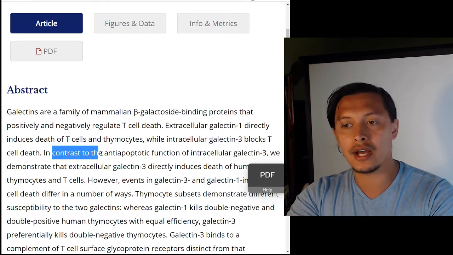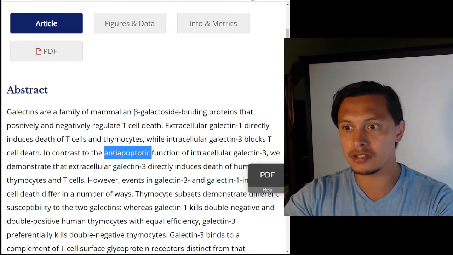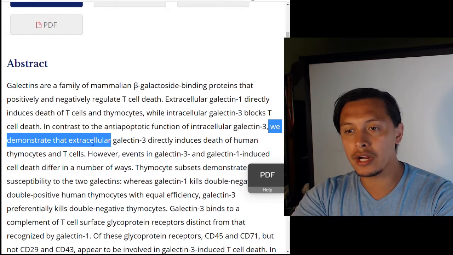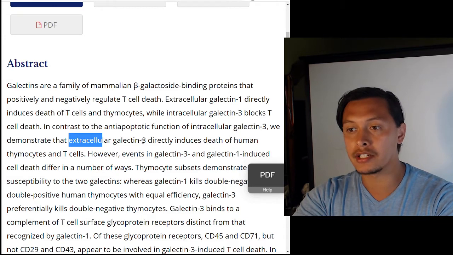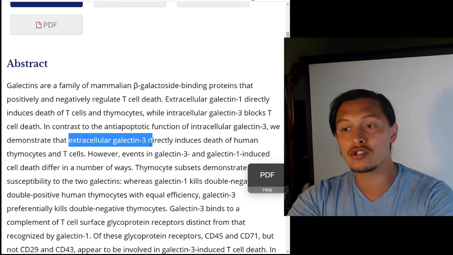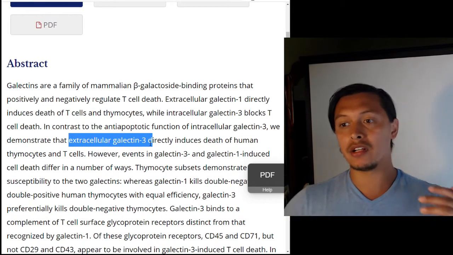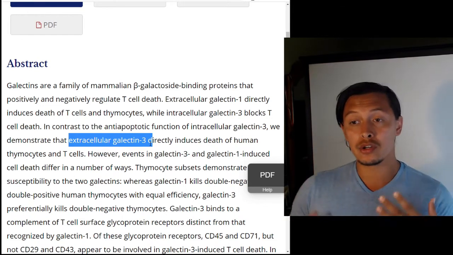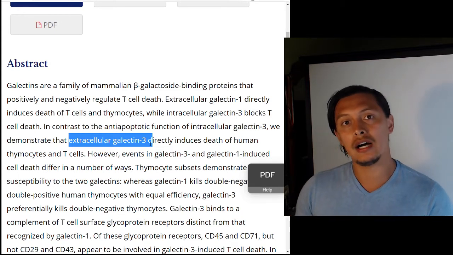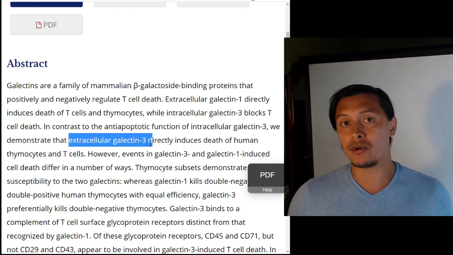In contrast to the anti-apoptotic function of the intracellular galectin-3, where anti-apoptotic means anti-programmed cell death, we demonstrate that the extracellular galectin-3 directly induces the death of human thymocytes and T cells. So extracellular galectin-3 on the outside of the cell will have the opposite effect of galectin-3 on the inside of the cell. This is specifically with T cells, but there might possibly be similar effects happening in other cells in the body that share the receptors of the T cells.